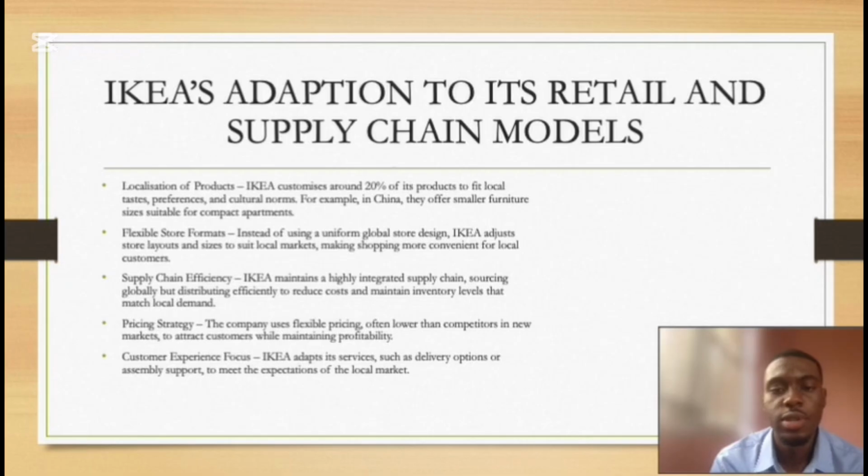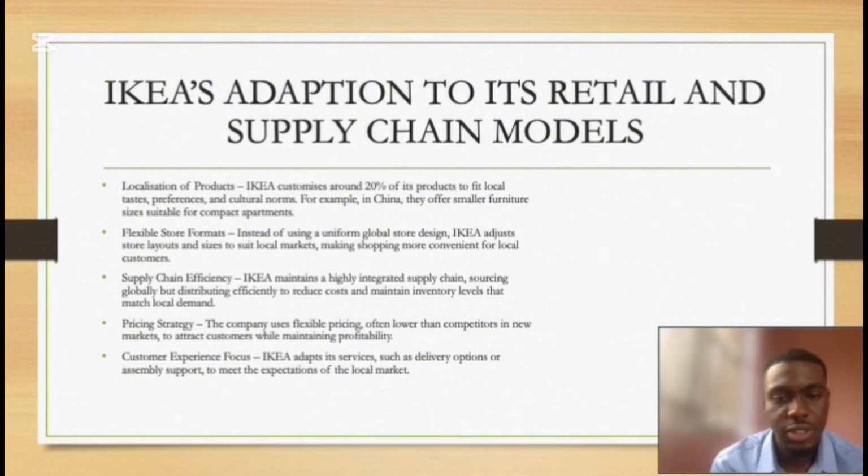IKEA's adaptation of its retail and supply chain models. First, localization of products. IKEA customizes about 20% of its products to fit the local tastes and preferences of customers in the Chinese market, as well as their cultural norms. For instance, it offered smaller furniture sizes suitable for compact apartments. They also adopted flexible store formats. Instead of using uniform global store designs, IKEA adjusted its store layouts to create a more convenient shopping experience for the Chinese market, so customers felt more comfortable shopping there.